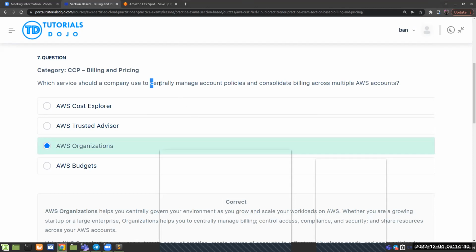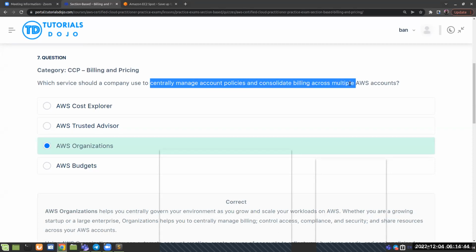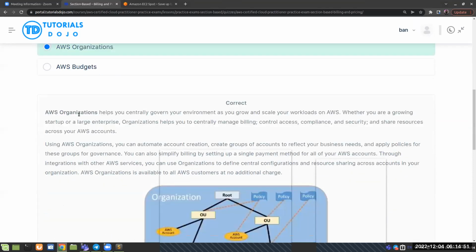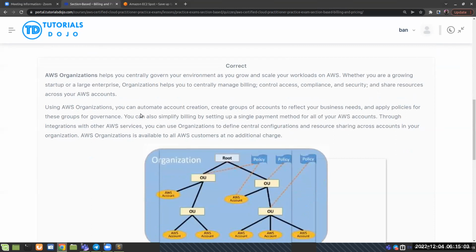So the key part of the question is centrally manage account policies and consolidate billing across multiple AWS accounts. That's just the definition of this service, AWS Organizations, right? AWS Organizations helps you to centrally govern your environment as you grow and scale your workloads on AWS. So whether you are a growing startup or a large business, with Organizations you can automate account creation, create groups of accounts to reflect your business needs and apply policies for these groups.